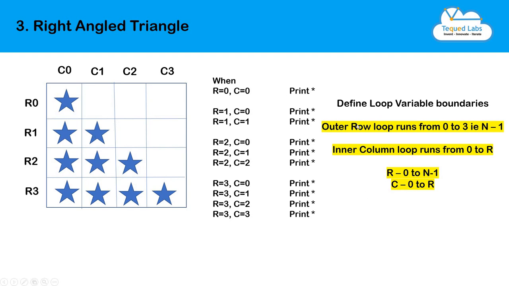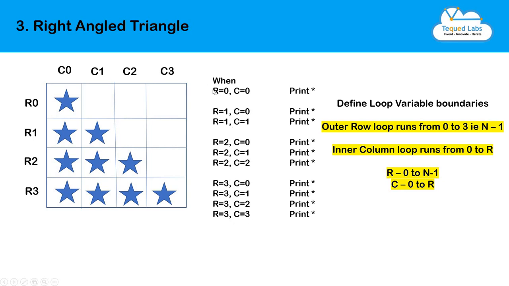Now, we already knew that the outer row loop runs from 0 to 3. That is 0, R1, R2, and R3. It is running 4 times basically, starting from 0 to 3. And the inner column loop is running how many times? In order to analyze this, we need to check the pattern. Closely observe this entire pattern, you will find a relationship.